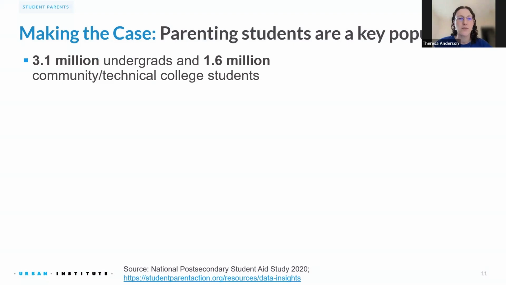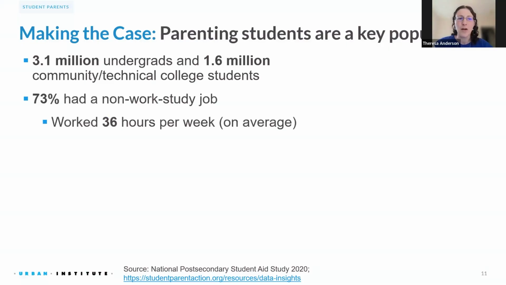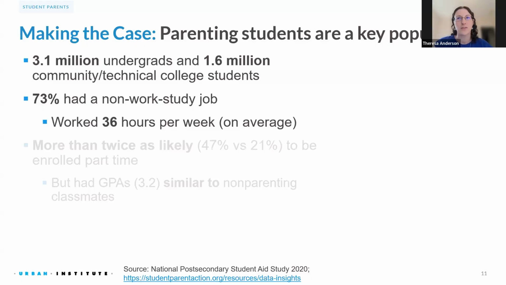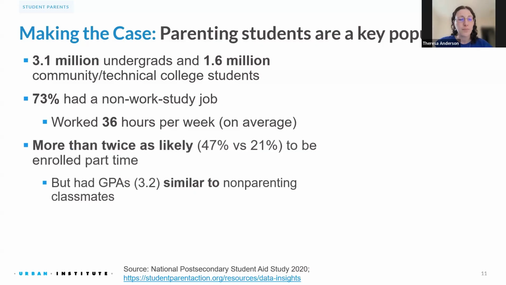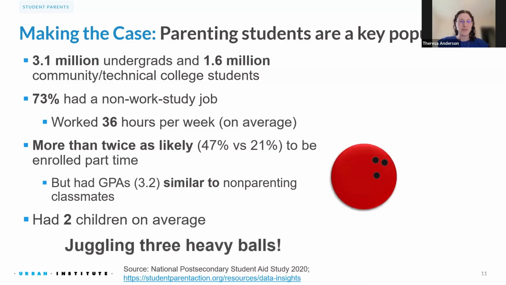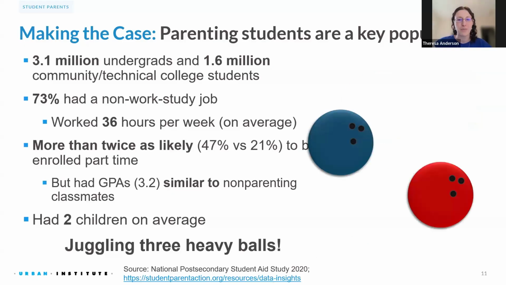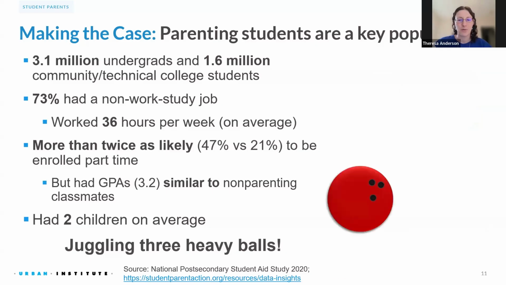Parenting students are a key population. There are over 3 million undergrads and over 1.5 million community and technical college students who have dependent children. Almost three-quarters of them had a non-work study job and were working on average 36 hours a week. That's pretty much full time. That means logically they were more than twice as likely to be enrolled part-time, but managed to maintain GPAs that were similar to their non-parenting classmates, a 3.2 on average. And they do all of that while raising not just one, but on average two children. So what this all comes down to is student parents are juggling at least three heavy bowling-sized balls all the time, and we can be thinking about how to support them.